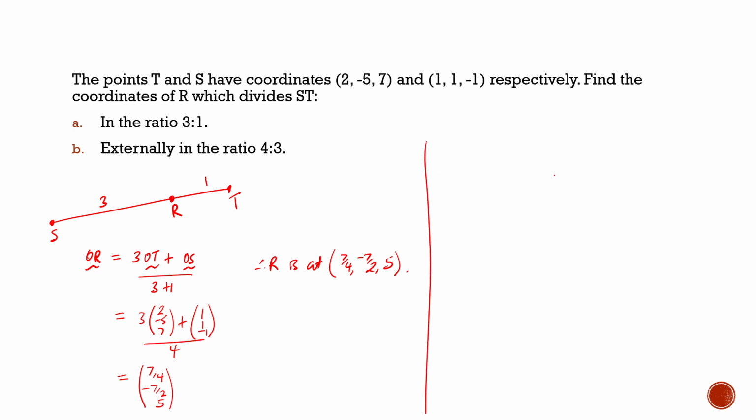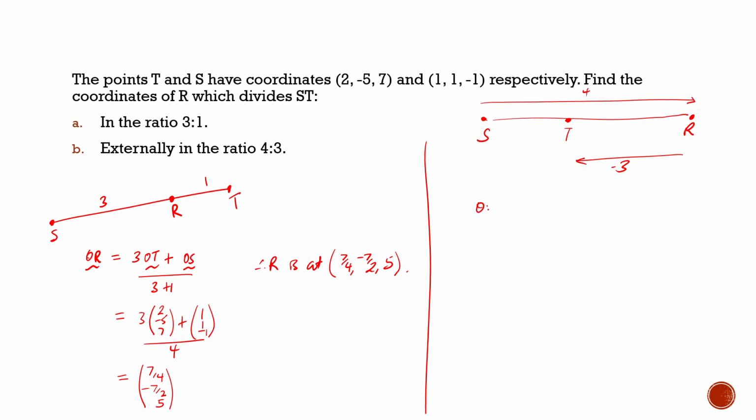Okay, let's look at part B. Part B says externally in the ratio 4 to 3. Now this is tricky because we don't know where to put the negative. The question says externally, so we know that one of the parts should be negative. Thing is, it doesn't matter which one you put it on, you'd still get the same answer. Like I said, if you have S and T, you might be tempted to put the negative on the 3, because you want to move 4 to the right, and then 3 to the left. So that's going to be a plus 4 and a minus 3.